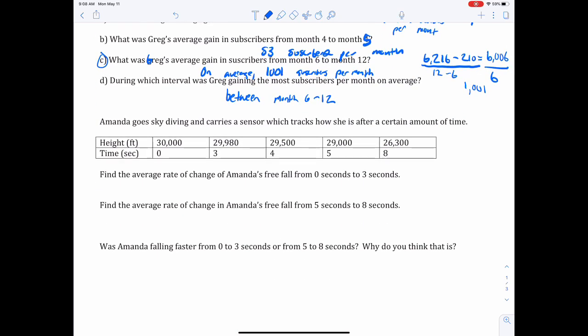Amanda goes skydiving and carries a sensor which tracks how far she is after a certain amount of time, like her height above the ground. So here's the table there. Take a look at that. What do you notice? What do you wonder?